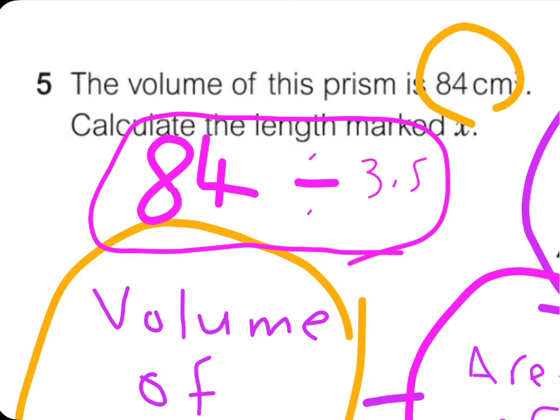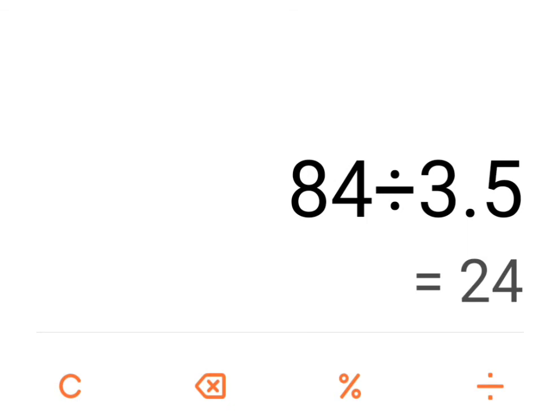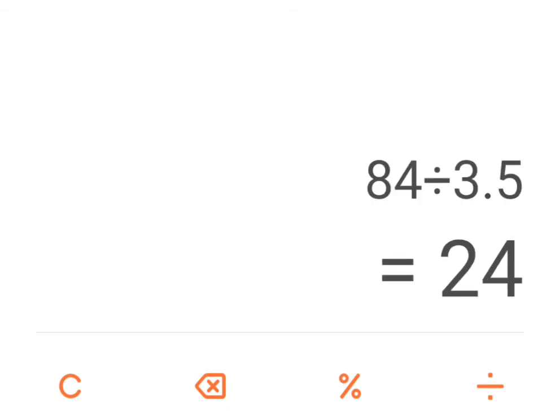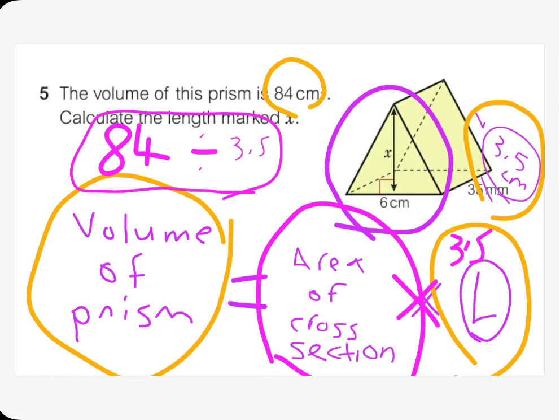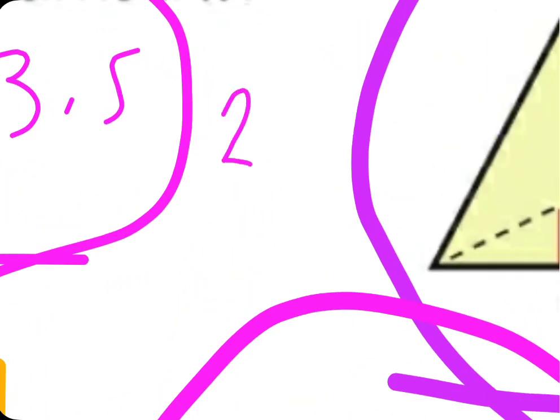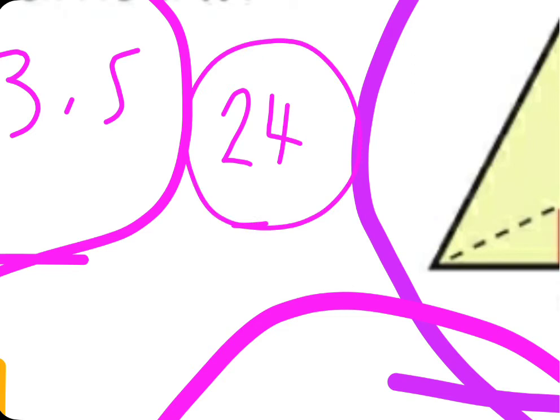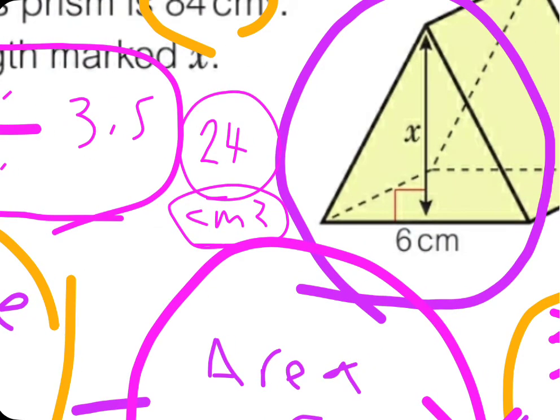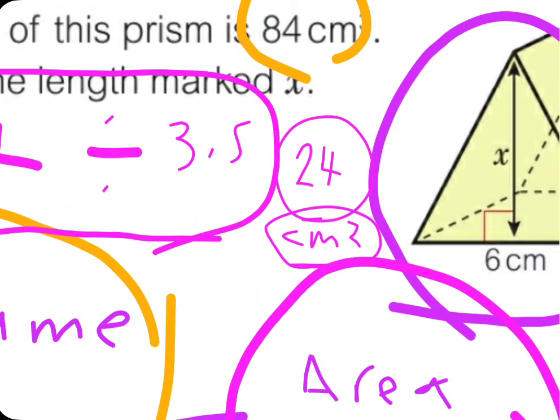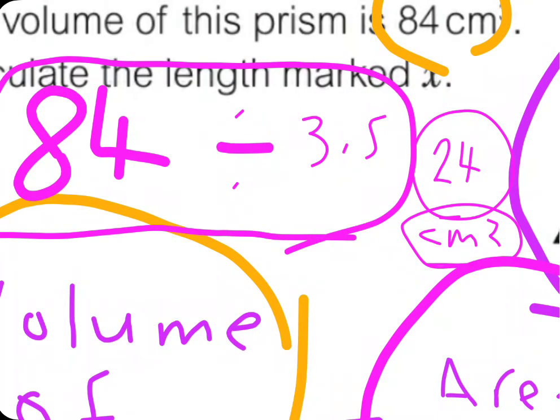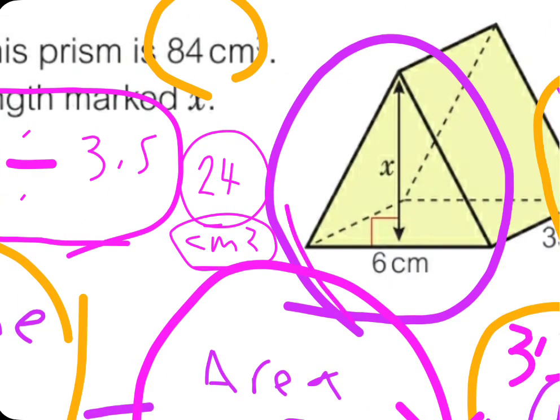Let's use the calculator for that. 84 divide 3.5 equals 24. So 84 divide 3.5 will equal 24. 24 what? 24 centimeters square, because it's the area of the triangle. Now, we got the area of the triangle by dividing the volume on the length of the prism. Now, we have 24 as an area of this triangle.